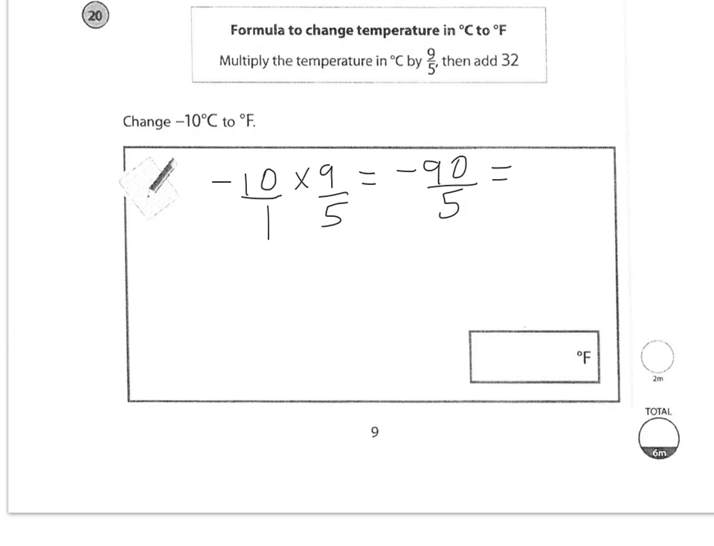Now, if I have to divide the 90 by 5, that goes in 18 times, and that will work out as minus 18. The bit I've not yet done is I haven't done the then add 32. So if I do minus 18 add 32, that will give me the final answer. And the answer is 14 degrees F.